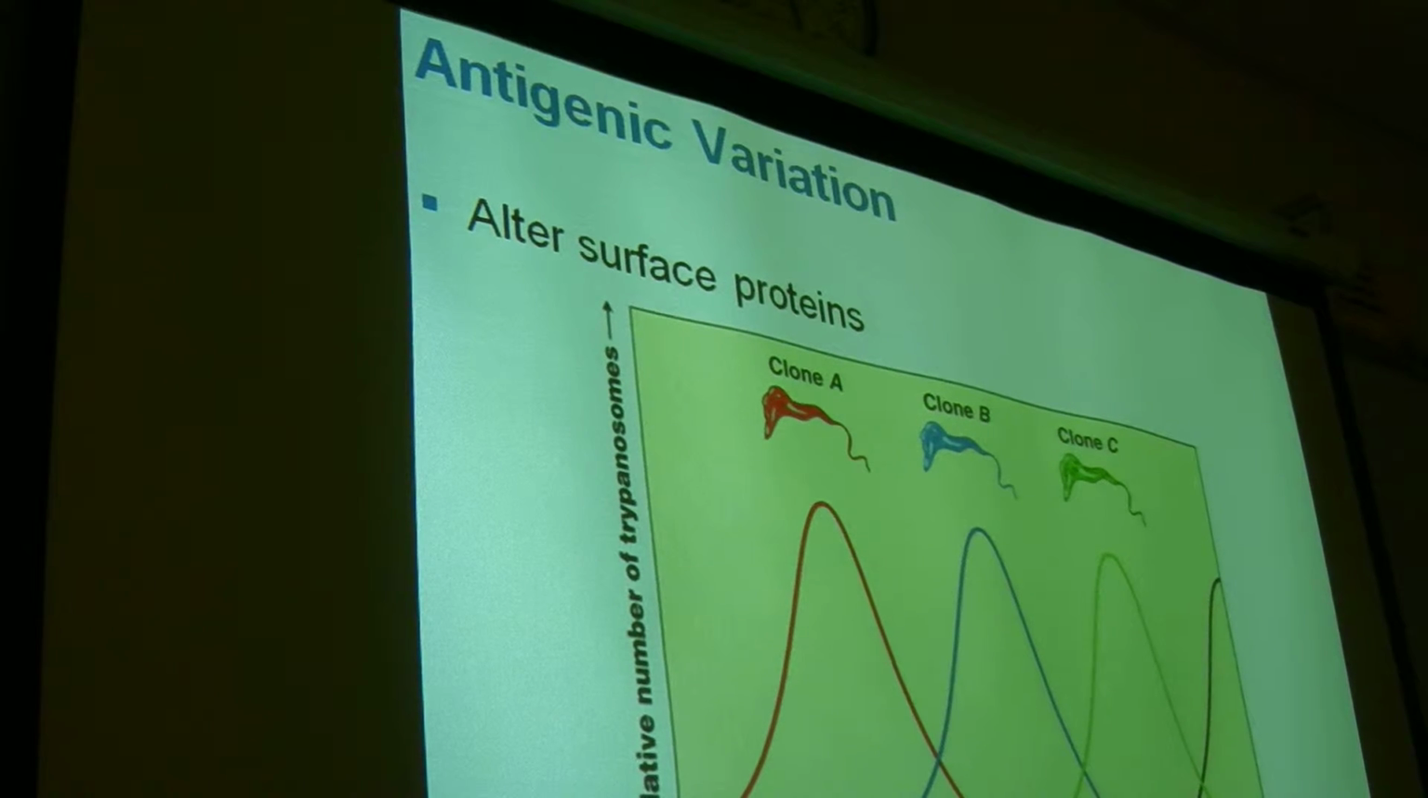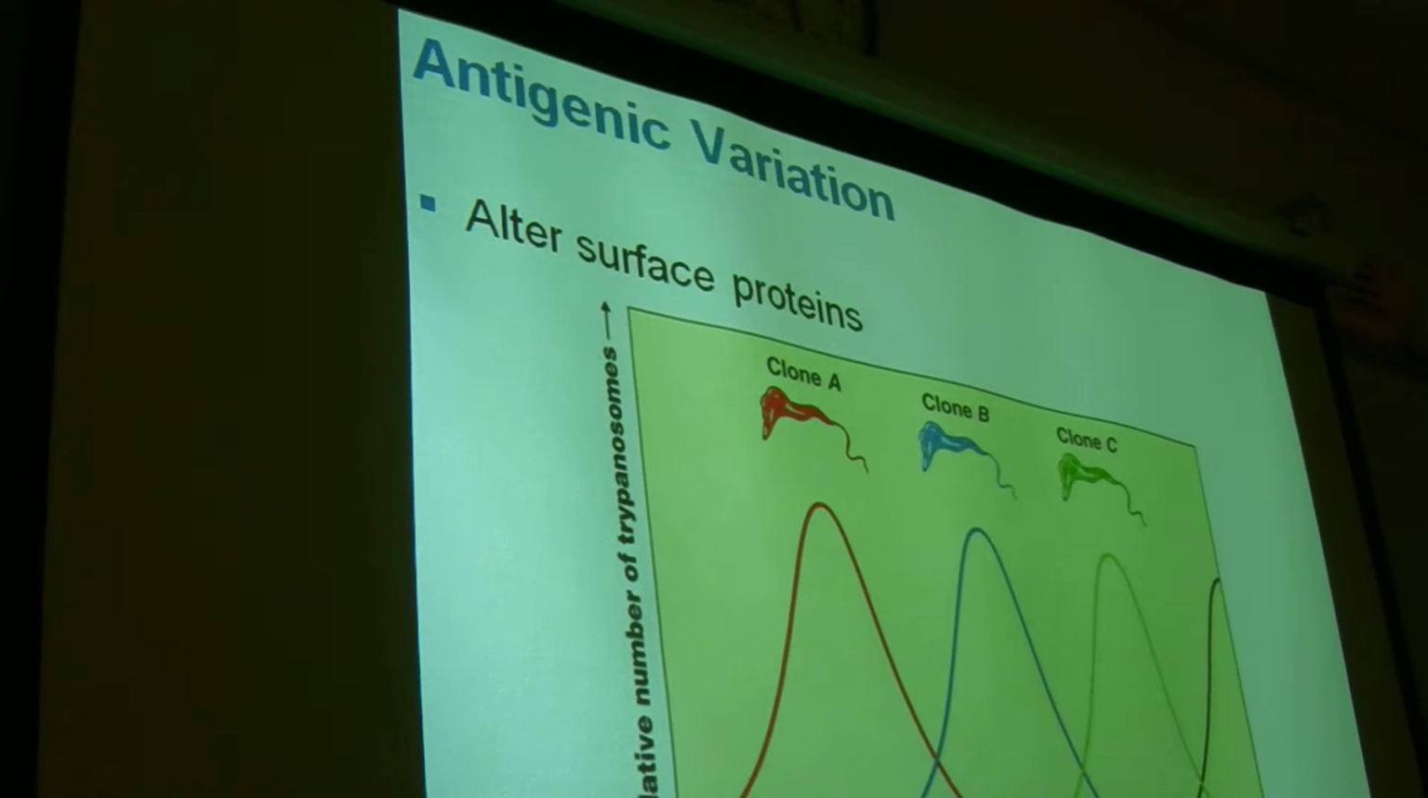Another way they evade the immune system is by constantly mutating. Let's say you get infected with clone A of this bacteria. The immune system recognizes that there's a foreign substance in your body and sends out the signal to try to eradicate this bacteria.